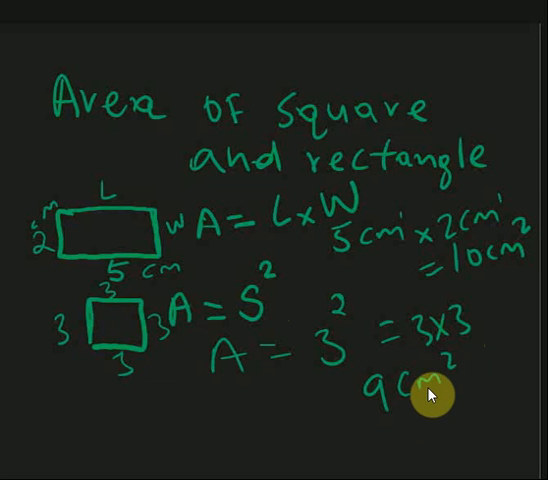Anytime you multiply numbers, the unit gets squared. So now what do you have? 3 squared, which is equal to 3 times 3, which is equal to 9. So this is how you find the area of a square. This is how you find the area of a rectangle.